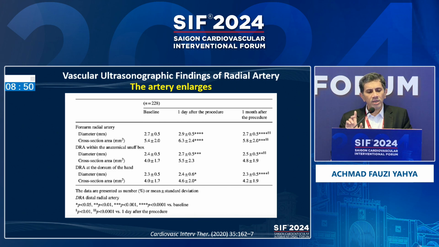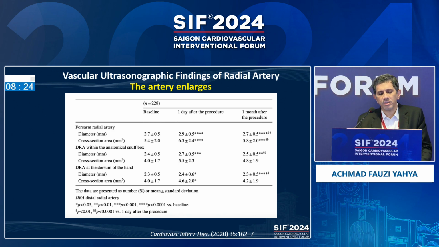And in the vascular ultrasonographic findings of the radial artery, it is interesting that it can enlarge. The artery enlarged by 9% to 16%. That's why, if you are using the distal radial and you measure the distal radial artery afterward, it has enlarged.